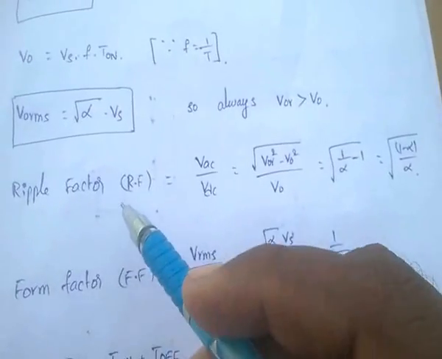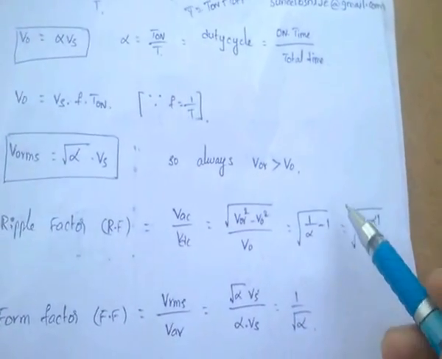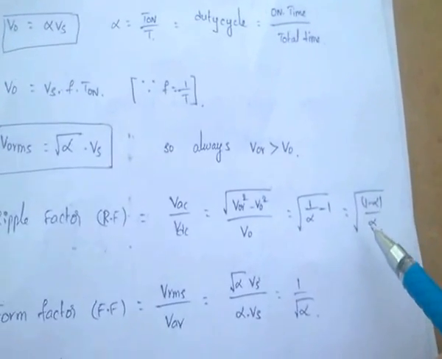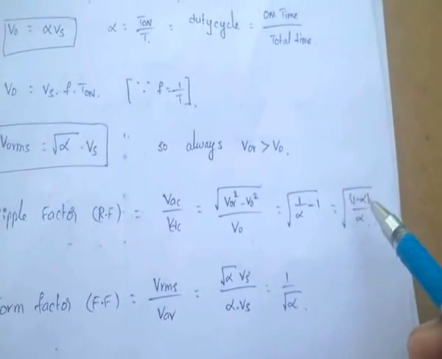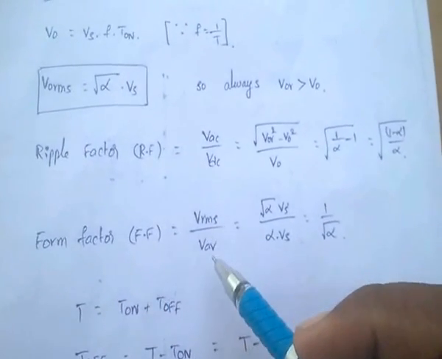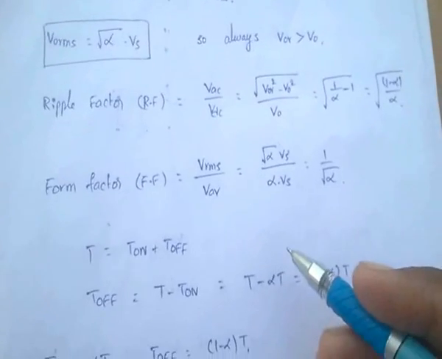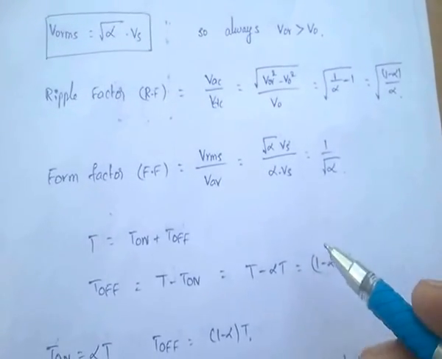And coming to the ripple factor, it is VAC by VDC. That is nothing but root of 1 minus alpha by alpha. Ripple factor is root of 1 minus alpha by alpha. And form factor is VRMS by V average. That is 1 by root alpha. Form factor equal to 1 by root alpha.